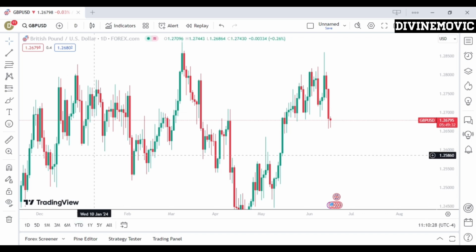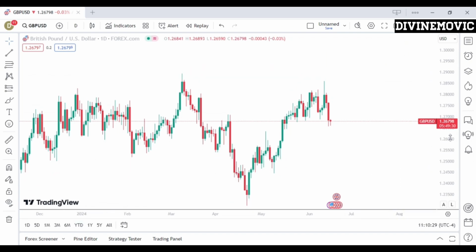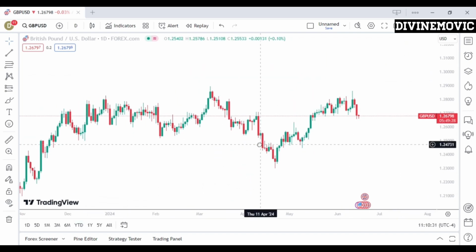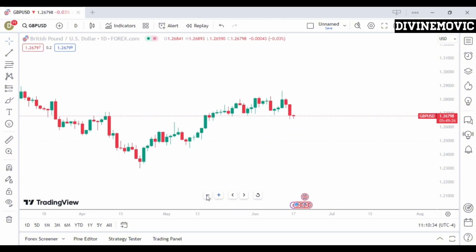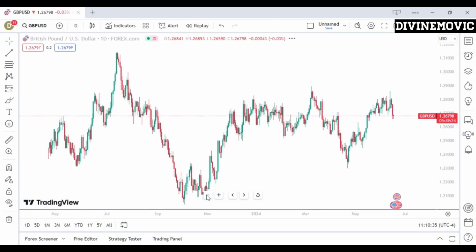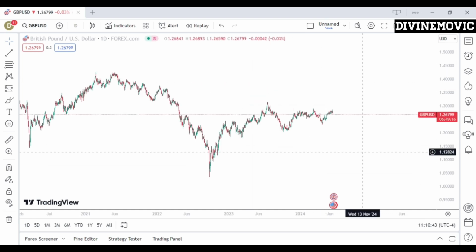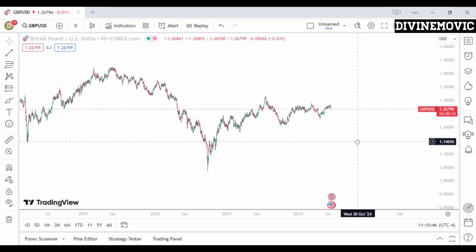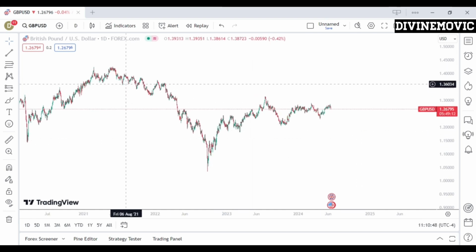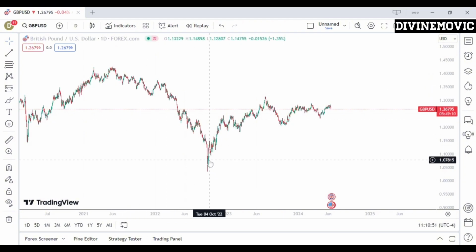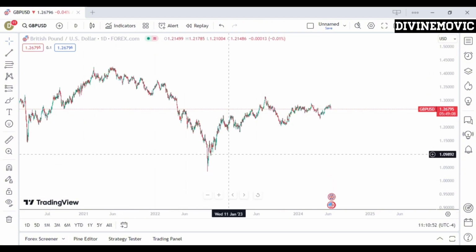Now, how do I identify my market condition? How do I know price is going up or price is going down? I'll have to zoom out so I'll see the bigger picture of what price is doing. Now, this is the bigger picture of what price is doing. As you can see, price was going from this point. Price was in a downtrend, and it looked as if price is now in an uptrend.